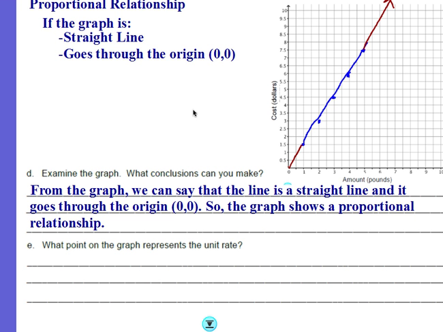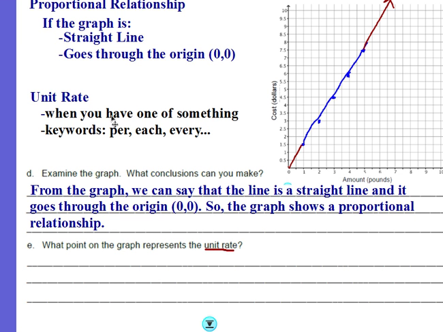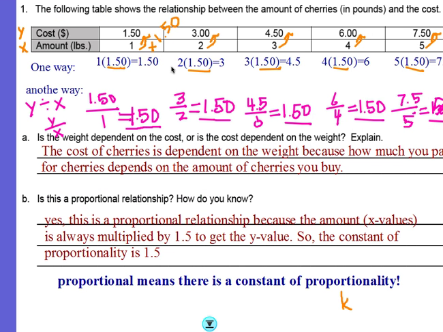Then, part E. What point on the graph represents the unit rate? Now, to answer this question, you need to know what unit rate is. What's a unit rate? Unit rate is when you have one amount of something. And the key words that we went over when we were learning unit rate were per, each, every. Now, if you go back to that table with the cherries, remember 1 pound of cherries was $1.50. In other words, it was $1.50 per pound.